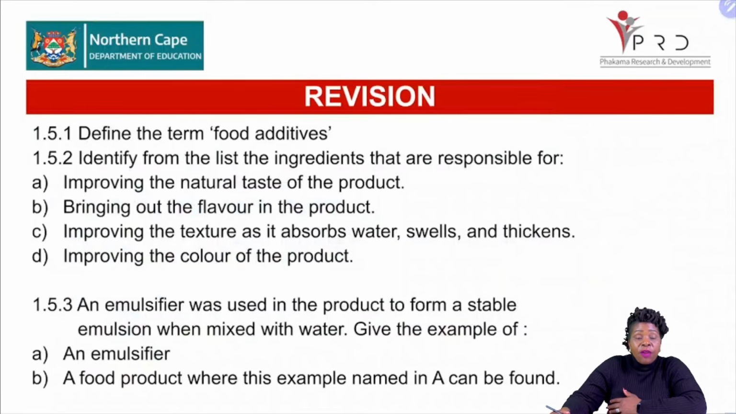And our 1.5.3 says an emulsifier was used in the product to form a stable emulsion when mixed with water. Give the example of A, an emulsifier, and B, a food product where this example named in A can be found. So the example is the emulsifier that you are going to give in A. I'll give you a few minutes to answer those questions and then we can go to our solutions.